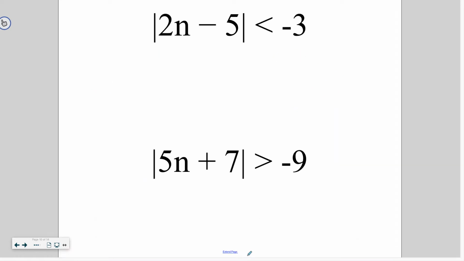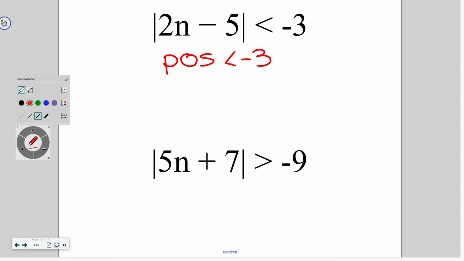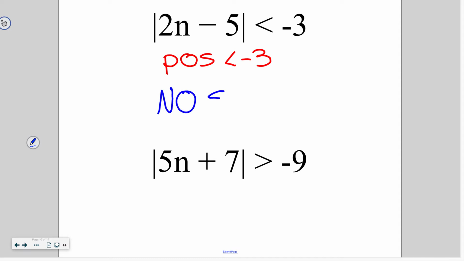Just like with equations, you will find that some inequalities are set equal to a negative to start with. This is going to indicate two things depending on which way the symbol is going. So we know that absolute values are always positive. So right now it's saying that a positive is less than negative 3. It's never possible for a positive number to be less than a negative. So this should indicate to you that there are no solutions to this particular absolute value inequality.